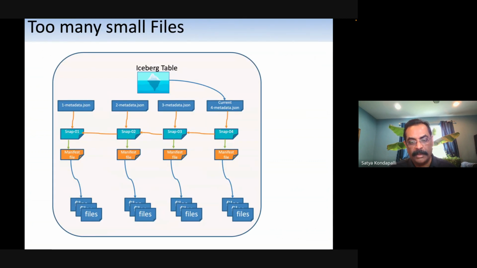If you look at it, if you have too many small files like this, for example snapshot 1, 2, 3 and current, and let's assume you have too many small files, the whole data is distributed among too many files. Based on your filter conditions, you may be reading too many files across different partitions. You have to open, read and close these, and that also impacts the listing performance.